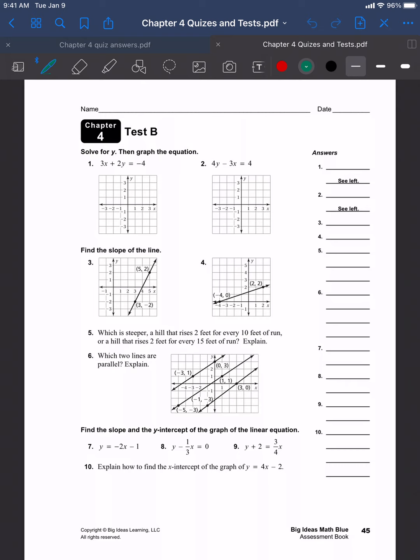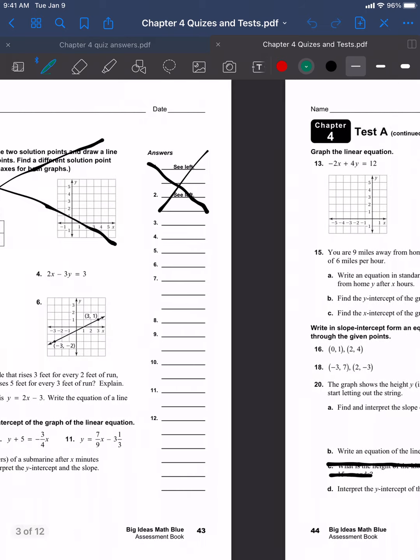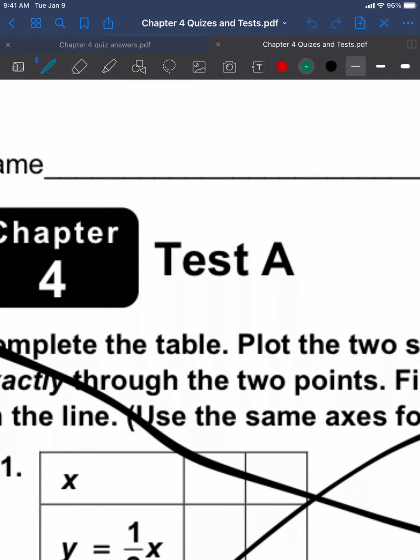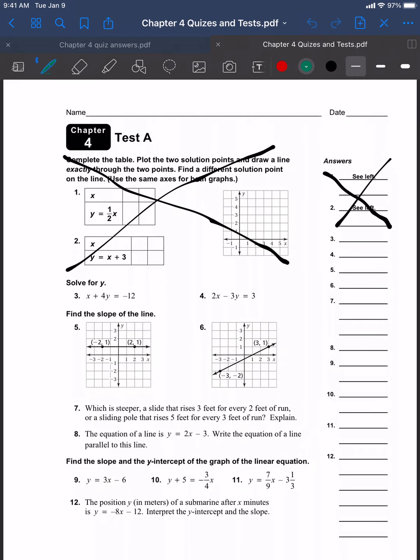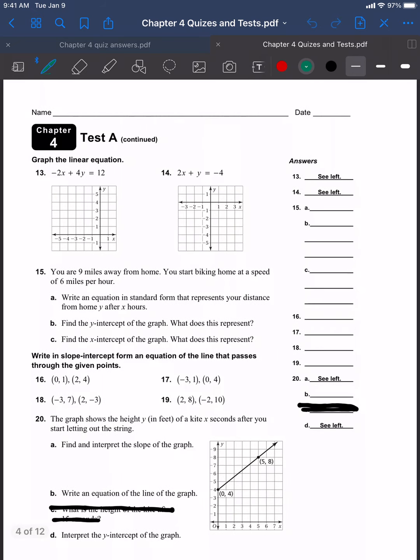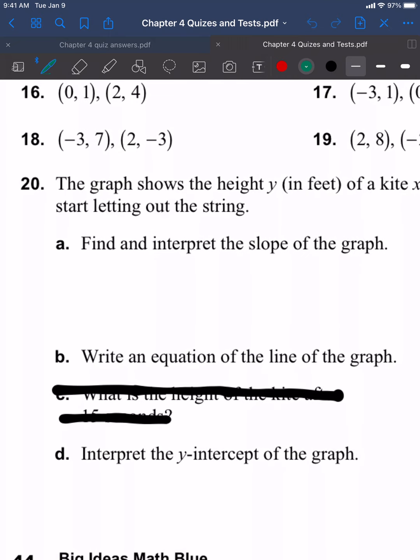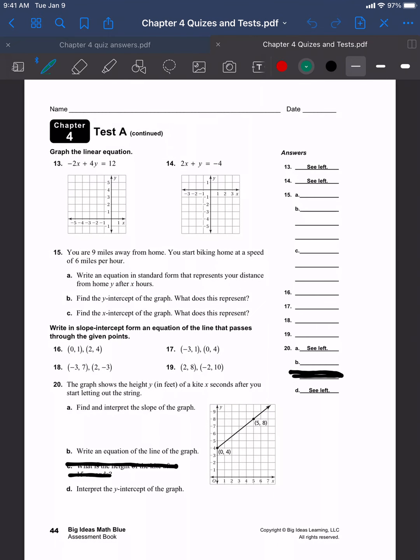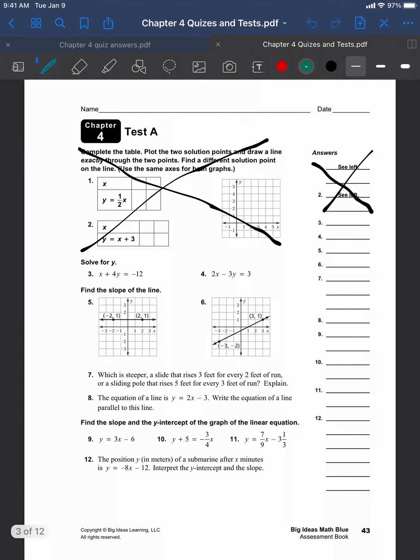All right, we are preparing for the chapter test tomorrow by doing the other chapter test. So for example, here's chapter test A. This is going to be your actual test tomorrow, okay? As you can see, I crossed out 1 and 2. You're not going to do 1 and 2 on the chapter test. And I also crossed out part C on number 20, okay? So you'll have a few that you don't have to do.